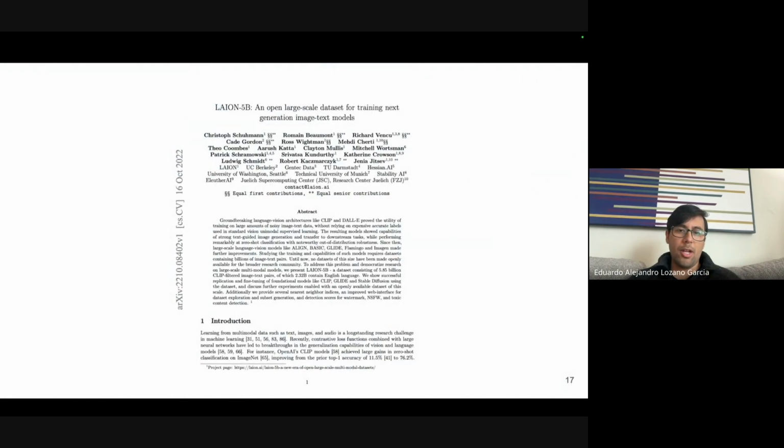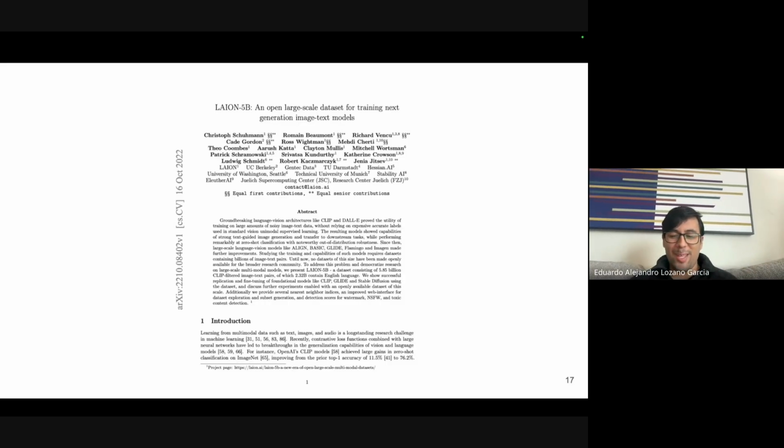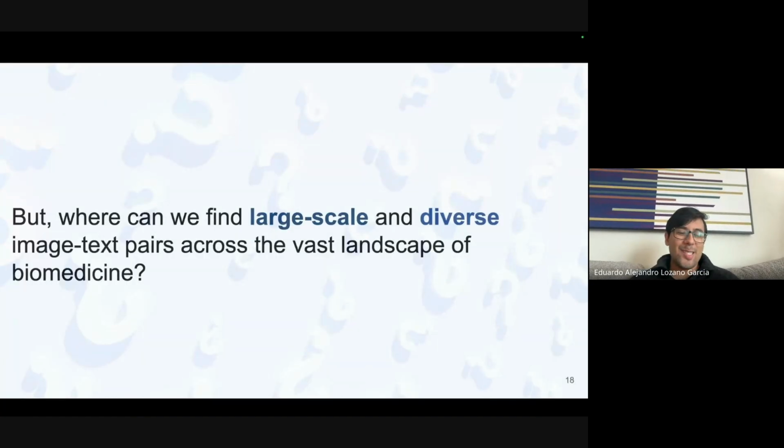And of course, in the general domain, there have been amazing efforts to bring this to the community, such as LAION-5B, and we've seen a lot of amazing models that have been built with public data. But when it comes to the biomedical side of things, we're definitely behind. So the question is, if we need large scale and diverse data, which of course we think we need, where can we find such data that covers the landscape of biomedicine?